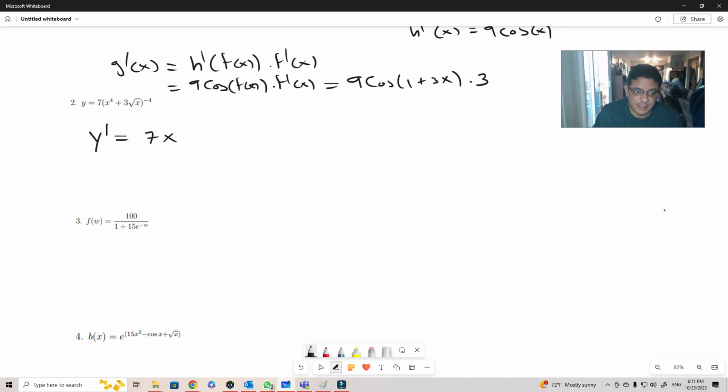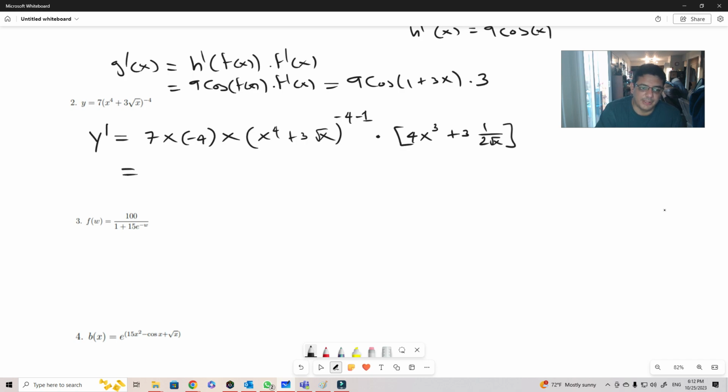So this is 7 times minus 4 times, and it's going to be the same thing. And then I'm going to subtract 1 here because it's a power, so minus 4 minus 1. Okay? So far, I'm only doing the derivative of the power. But now I have to multiply by the derivative of the function inside. And what is that? In this case, it's the derivative of x to the 4 plus 3 square root of x. So that will be 4x to the 3 plus 3 times 1 over 2 square root of x.